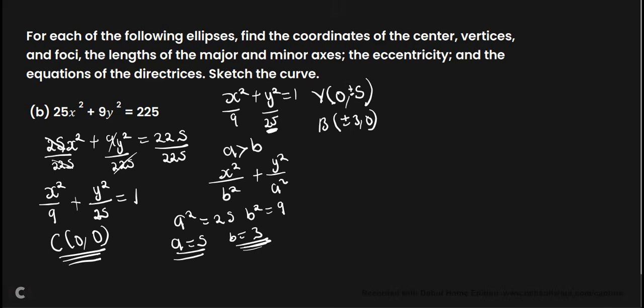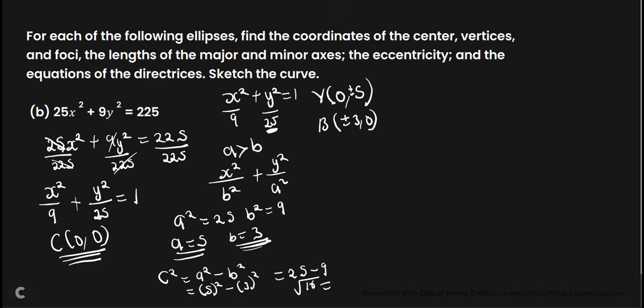How about the focus? We need to calculate the focus. How do we calculate the focus? It is c squared equal to a squared minus b squared. What is your A? Your A was 5. Then what's your B? It is 3. Such that you have 25 minus 9. So 25 minus 9, the answer is what? 16. You find the square root of that.